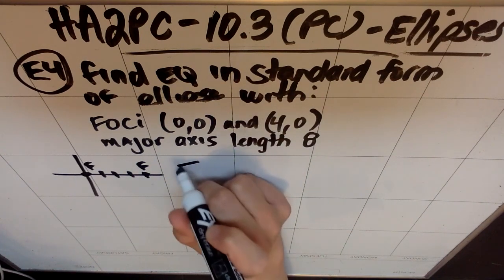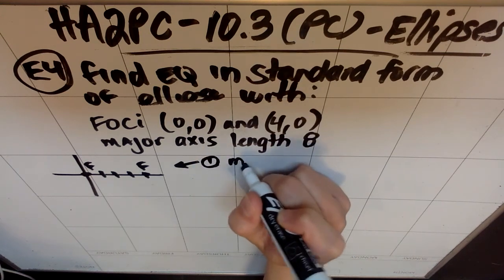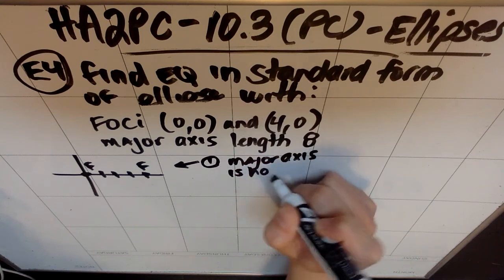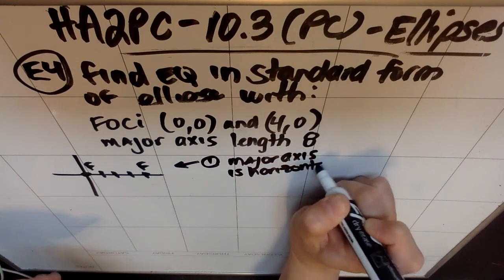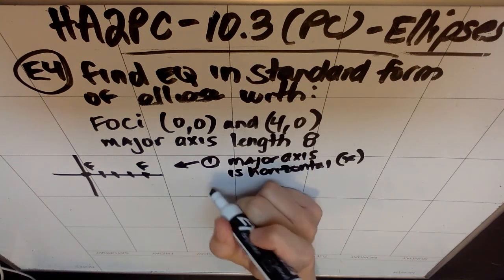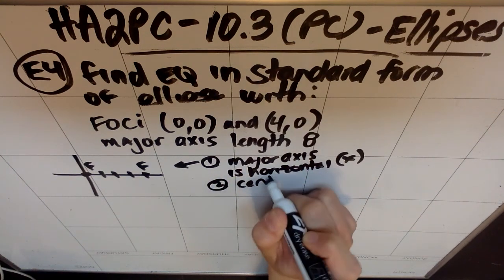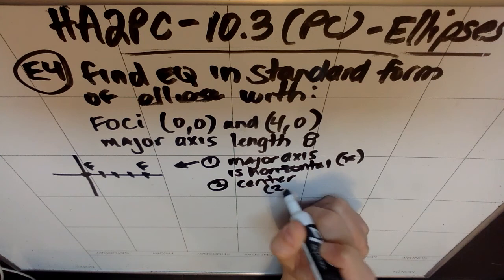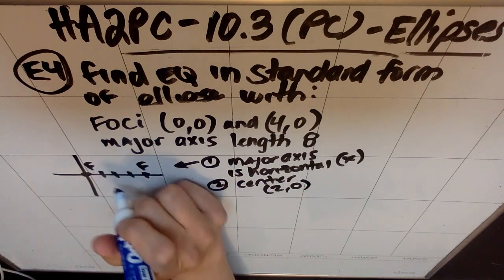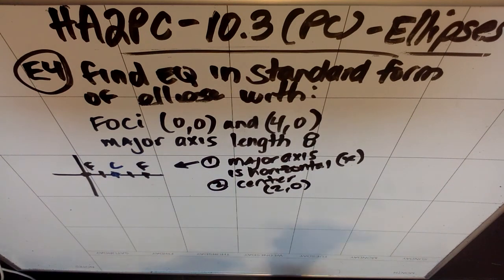So what this tells me, number one, the major axis is horizontal, because remember, the foci live on the major axis. Second piece of information it tells me is that the center is midway between these, so it must be (2, 0), because the foci are on either side of the center.